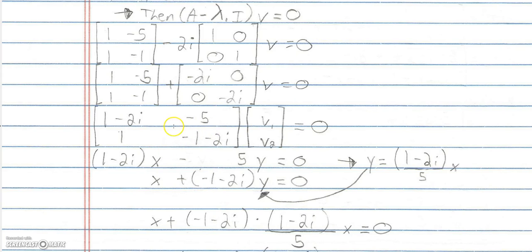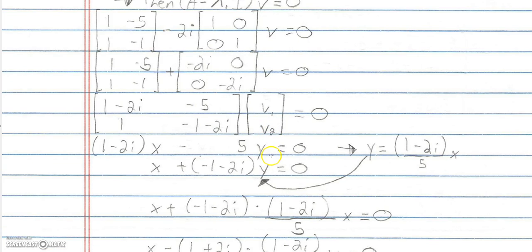So now when we multiply this all out, some matrix multiplication, we're going to end up with two equations. So it's going to be 1 minus 2i times v1 plus negative 5 times v2, and then we're also going to have 1 times v1 plus negative 1 minus 2i times v2. Now, to make it simpler and easier for us to read, we're going to substitute x in for v1 and y in for v2. And we're going to end up with this right here.